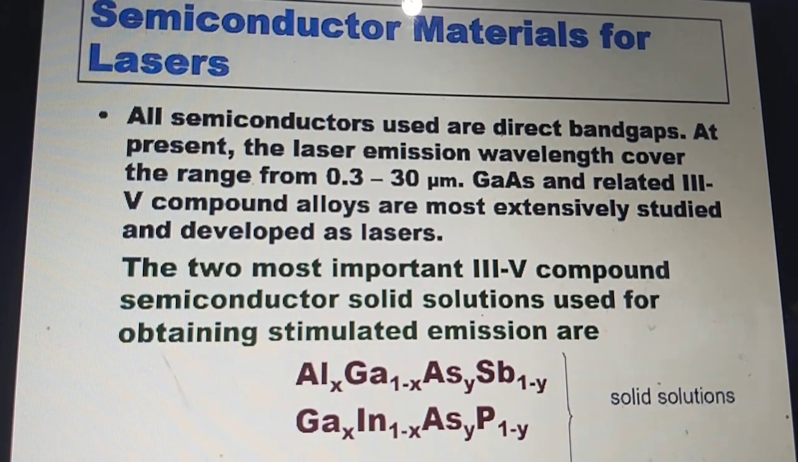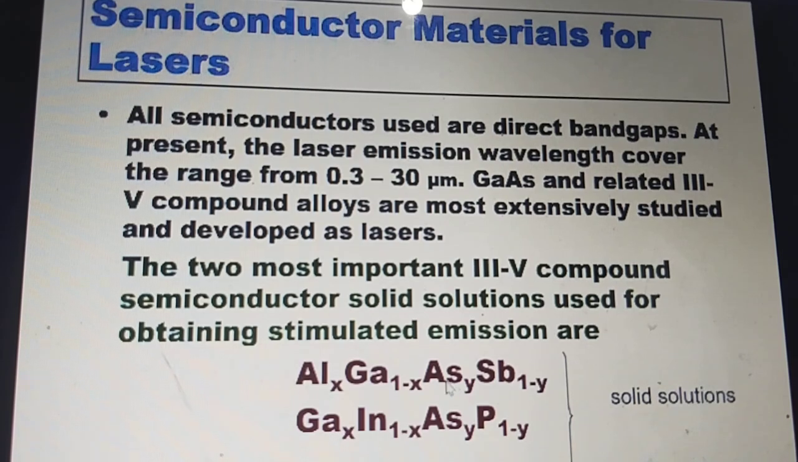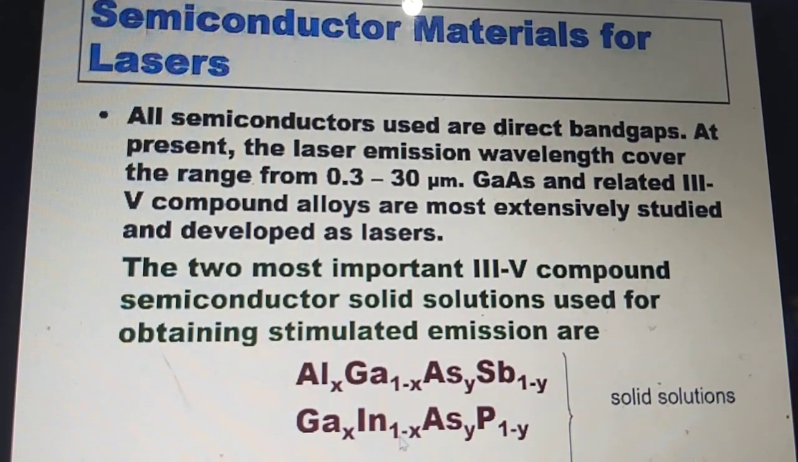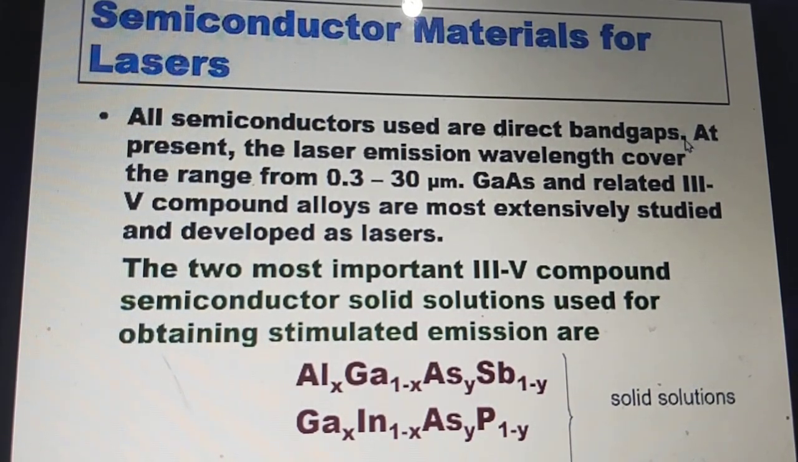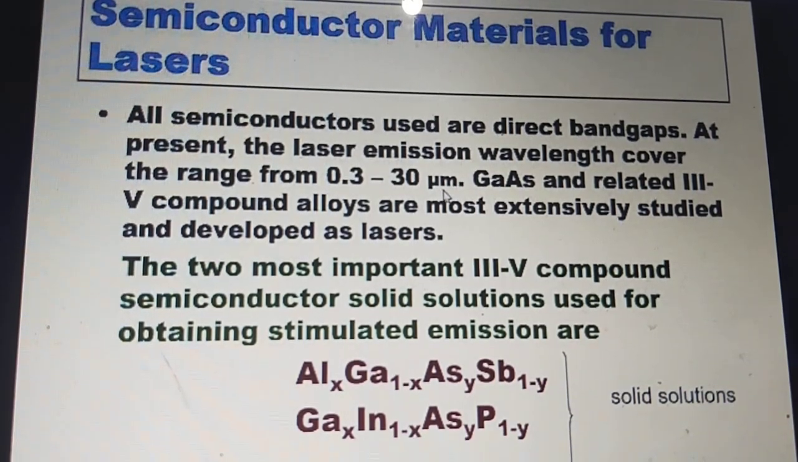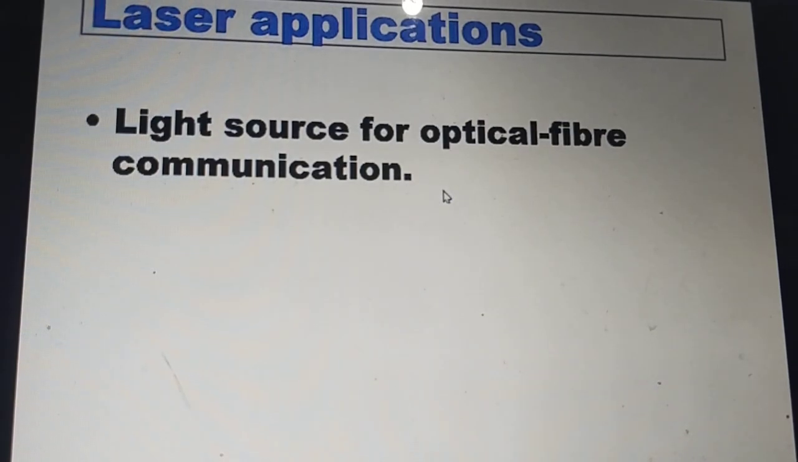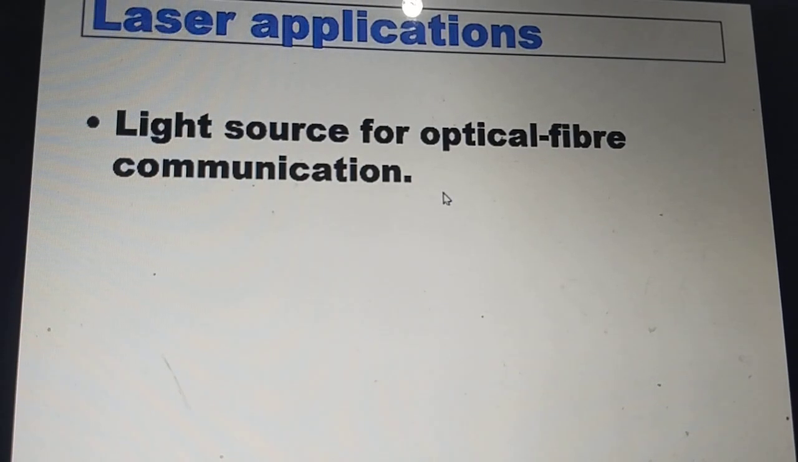And these are the materials. Normally we use 3-5 compound semiconductor solid solutions for obtaining stimulated emission. These are aluminium gallium arsenide, gallium antimonide, indium gallium arsenic phosphide. Using these, the laser emission wavelength covers 0.3 to 30 micrometres. And for applications, as a light source, in optical fiber communication, we use lasers.